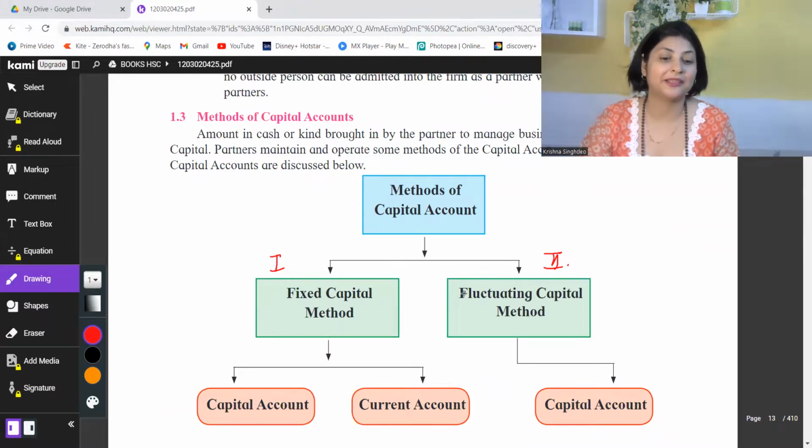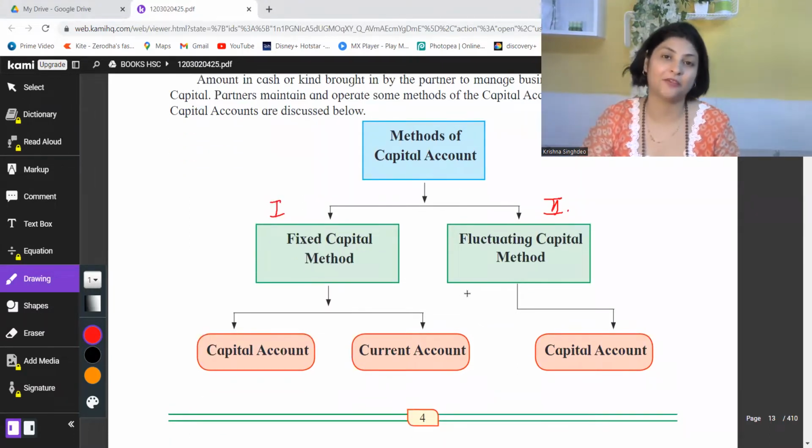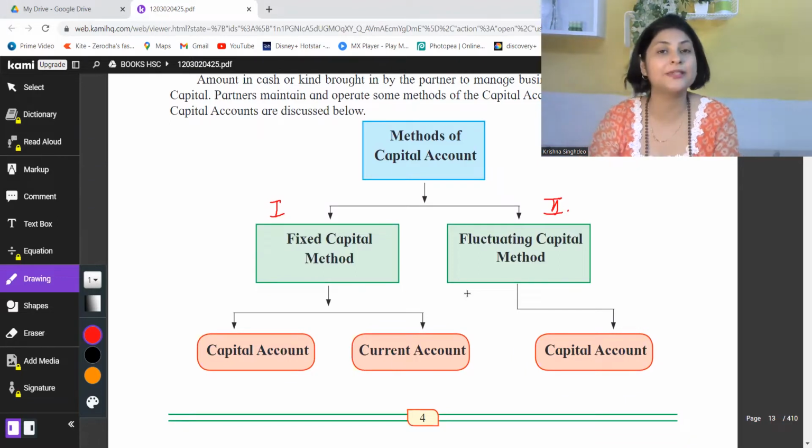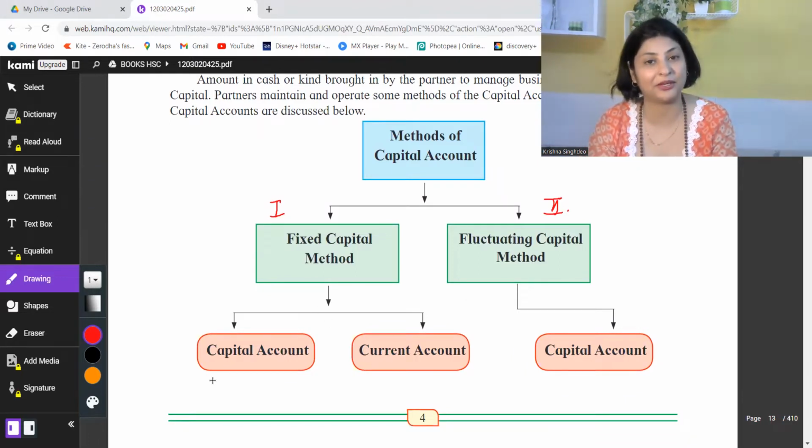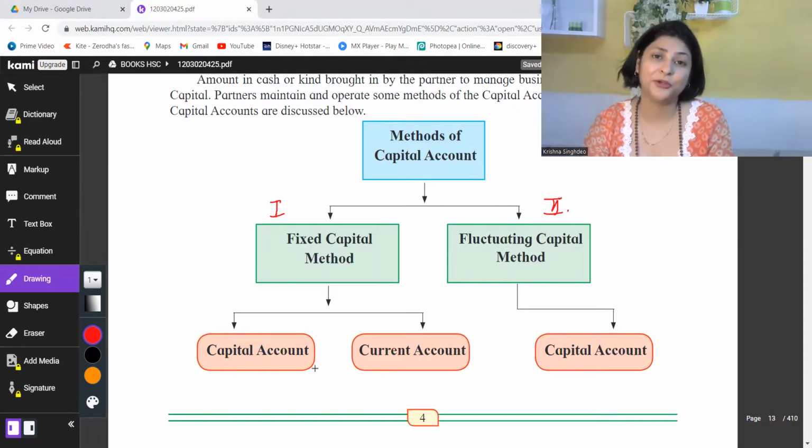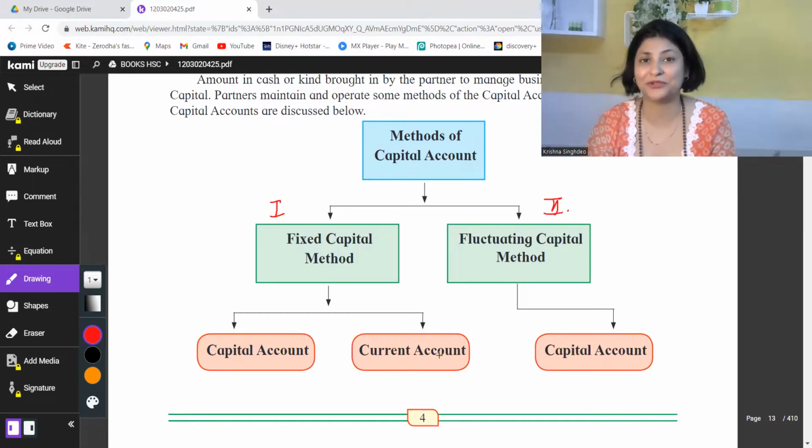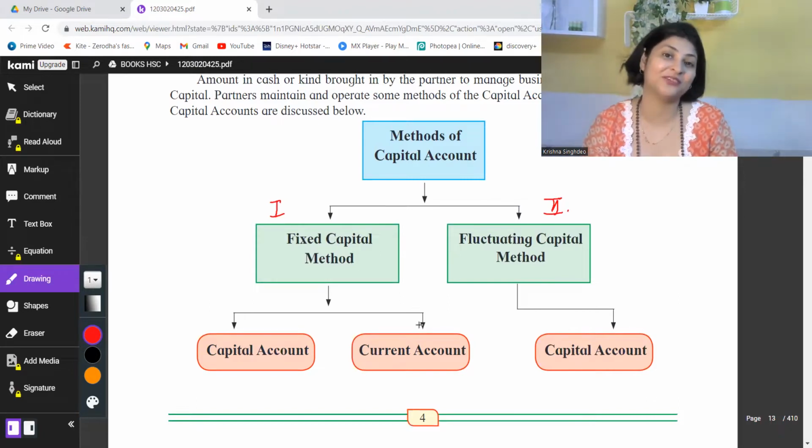Fixed capital account method is the method under which two sets of accounts will be prepared. What are these two sets of accounts? Number one is the capital account and number two is the current account. So for each partner, the firm is going to prepare two accounts. One is the capital account. What is the capital account? We are going to discuss in detail in today's video only. And what are the components of the current account? This will also be discussed.